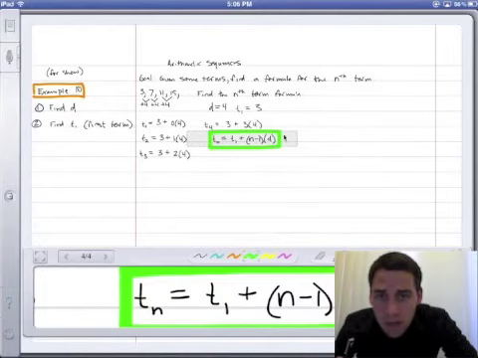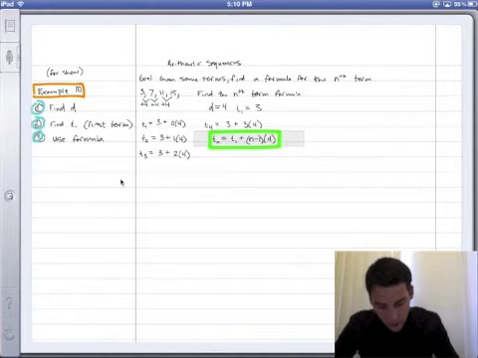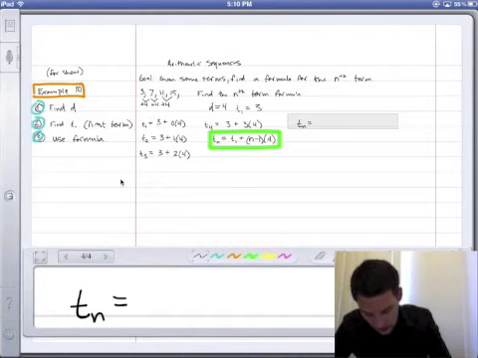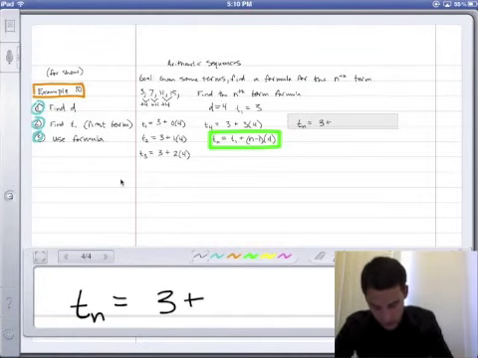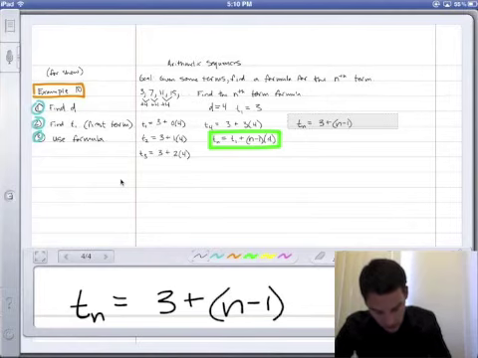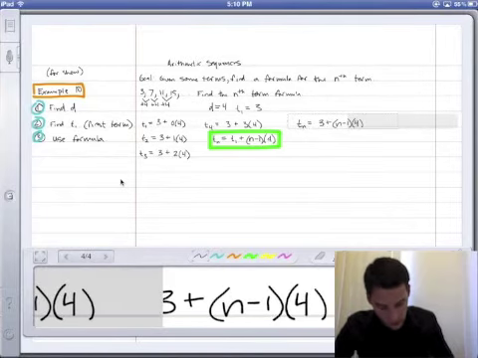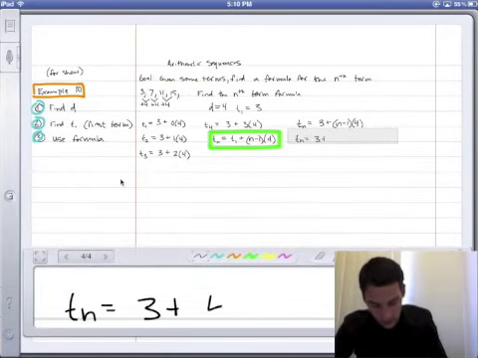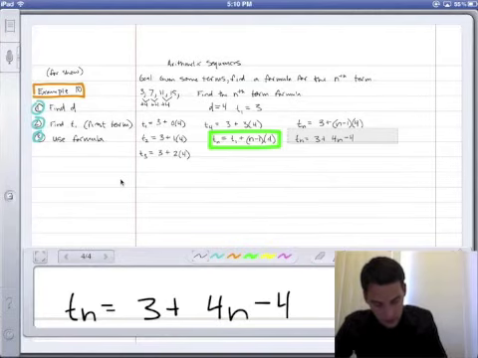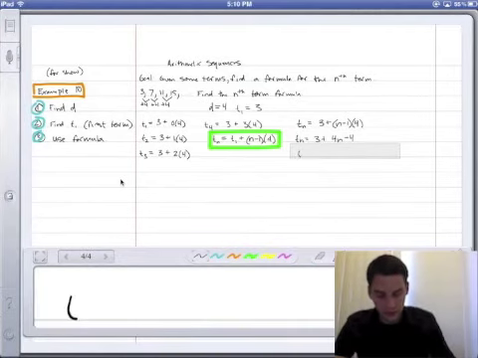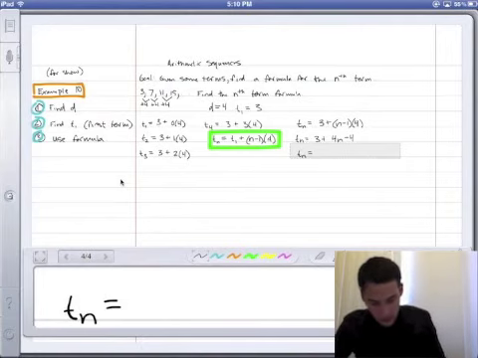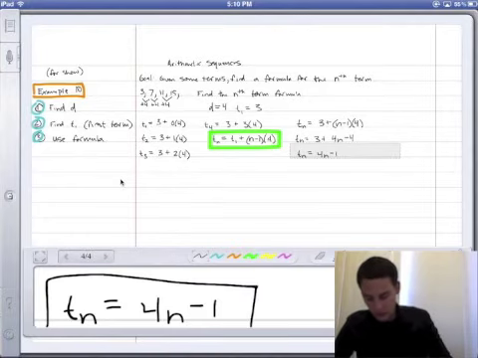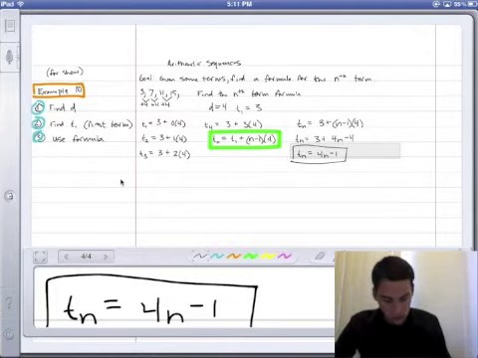So let's finish this up. This is the formula that we'll be using, so let's use it. T sub n equals, what is t sub 1? That's 3, plus n minus 1 times d, which is 4. And then we have to distribute in that 4, so we'll have t sub n equals 3 plus 4n minus 4. And then combine like terms. T sub n equals 4n minus 1. So this is my answer. Because that's all we need to do.